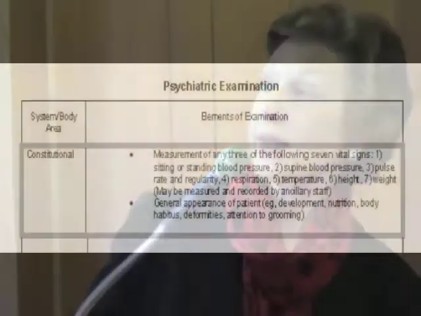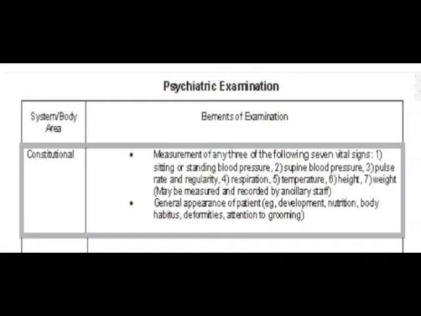What I want you to look at is what they call the shaded boxes, which is the top one, constitutional. This is where you either can do the vital signs or the general appearance of the patient. That is required in the higher level codes. Usually it's 1, except for the highest level code, and you're supposed to do both bullet points.